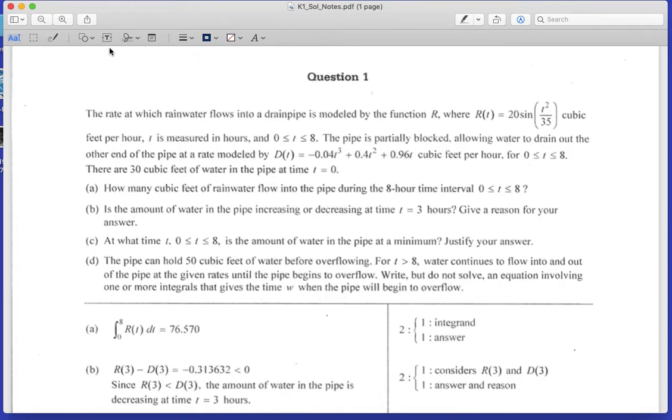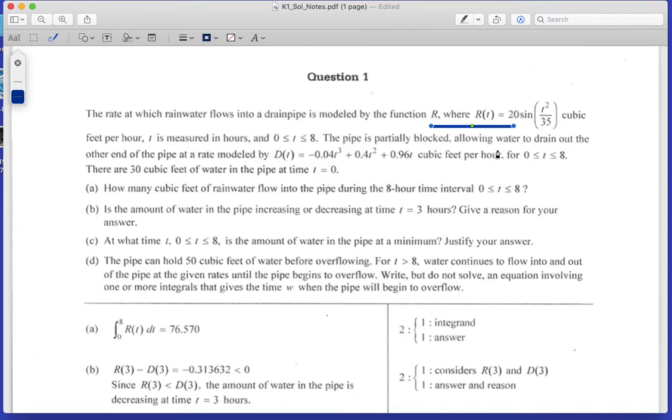Okay, here's the solution to K1. Water flows into a pipe at a rate. So this is the big thing. This R here is a rate, and it's also given away by the units here, cubic feet per hour. T is measured in hours.